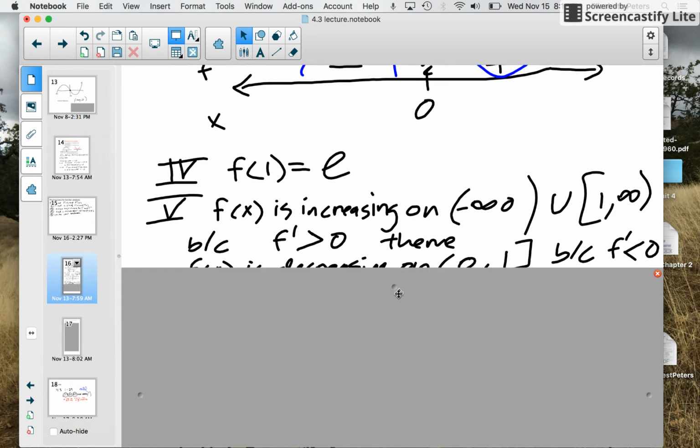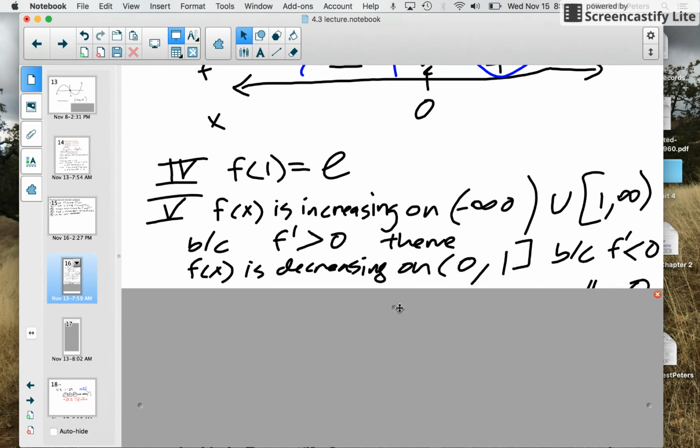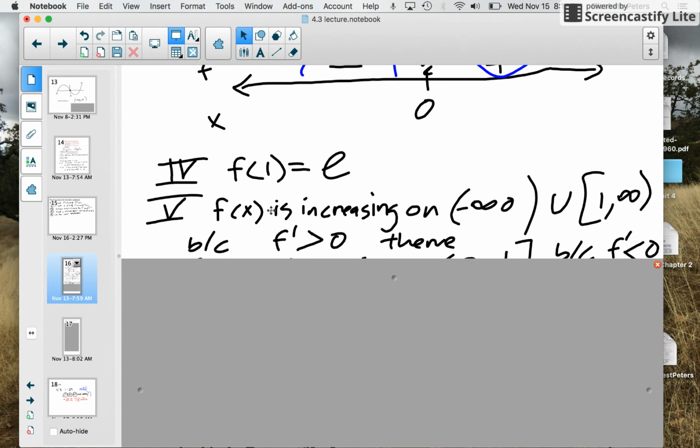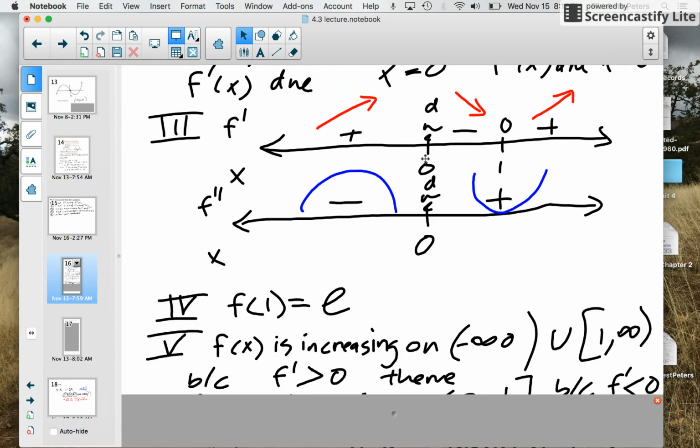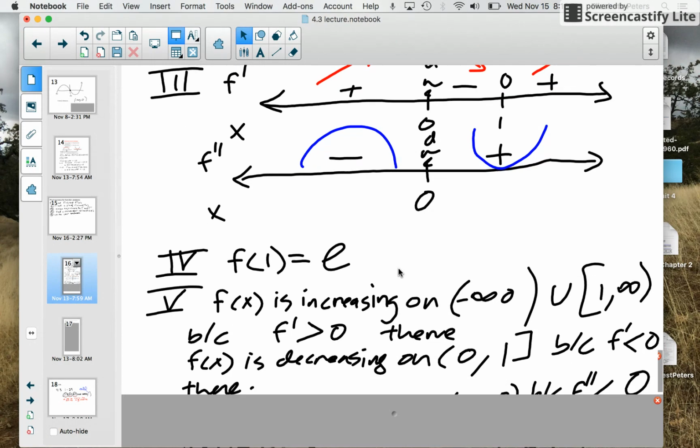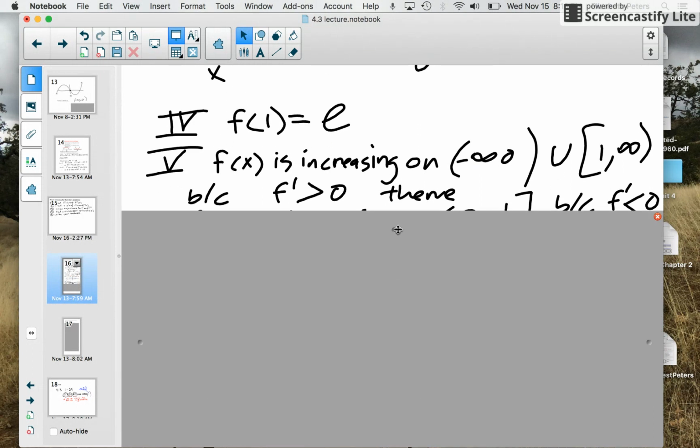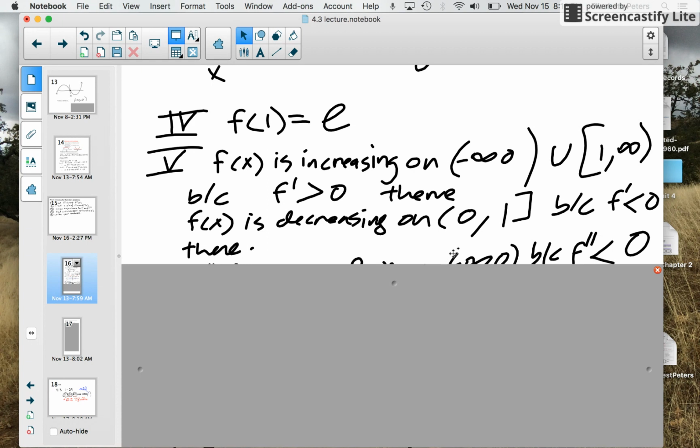And our last step is going to be to write our sentences. All right, so our first sentence: f of x is increasing on negative infinity to 0 and on 1 to positive infinity because f prime is greater than 0, right? So we're increasing here and here because our first derivative is greater than 0. Our second sentence is f of x is decreasing on 0 to 1 because the first derivative, f prime, is less than 0.